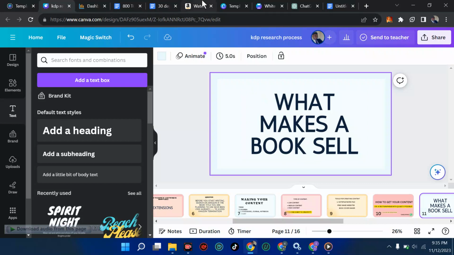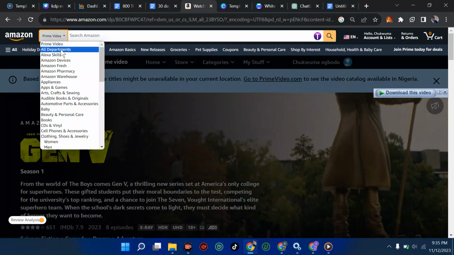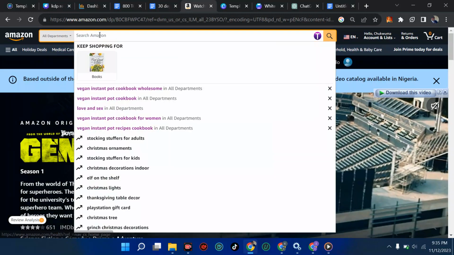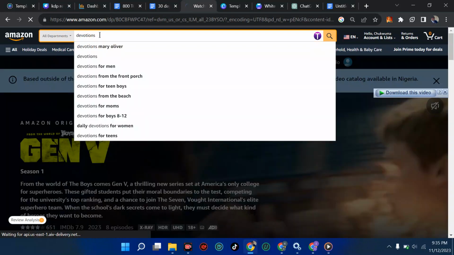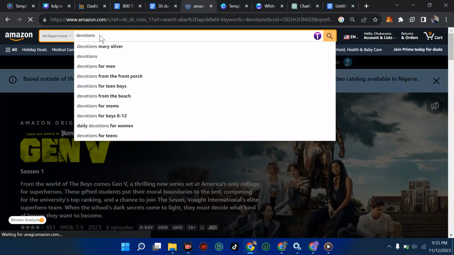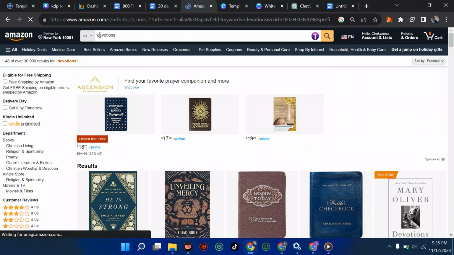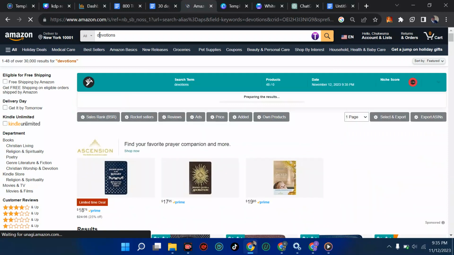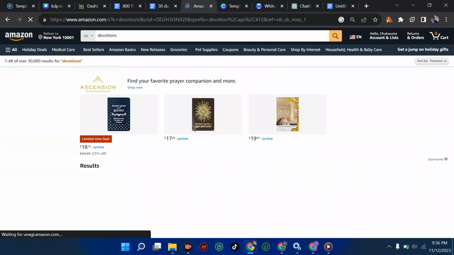Now, if we come straight to this, let's change to all departments and search for something like devotions. Let's hit on devotions. I've talked about how to get the right keyword. I shared 800 topics you can make. I talked about niches, sub-niches, long tail and short tails, lots and lots. From here, we have over 30,000 devotions. And what is making all these books sell?